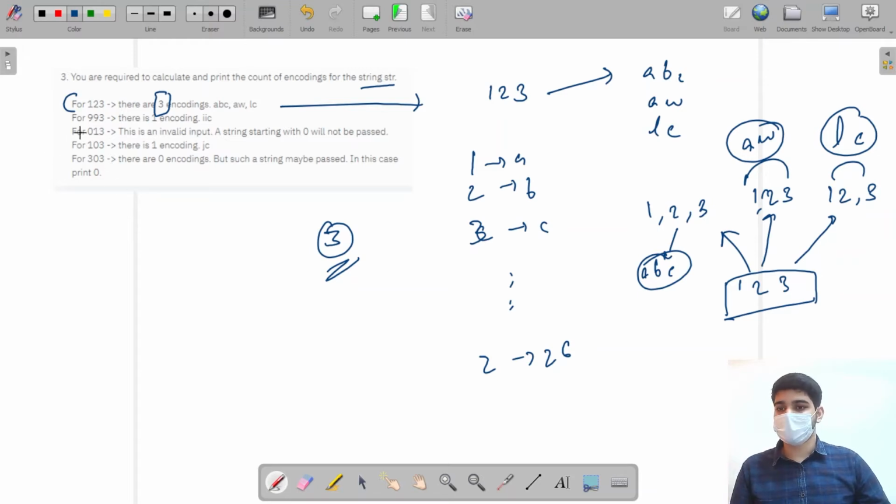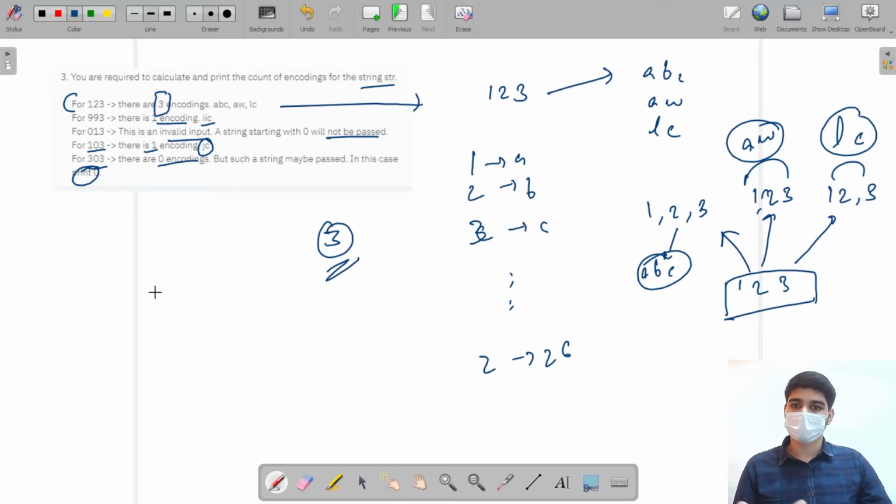We have further examples which are 9 and 3. For 9 and 3, there is a single encoding which is IIC. For 0 and 3, there won't be any encoding. It is an invalid input itself. It won't ever be passed. For 103, there is just a single encoding which is JC. And then for 303, there are 0 encodings. So when there are 0 encodings, we just have to print 0.